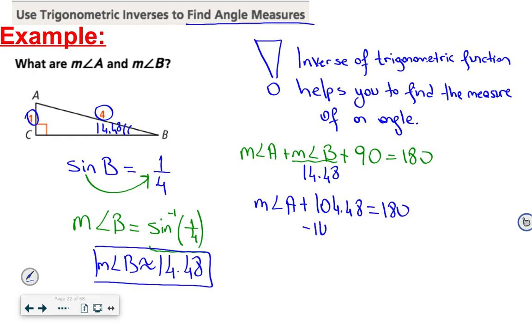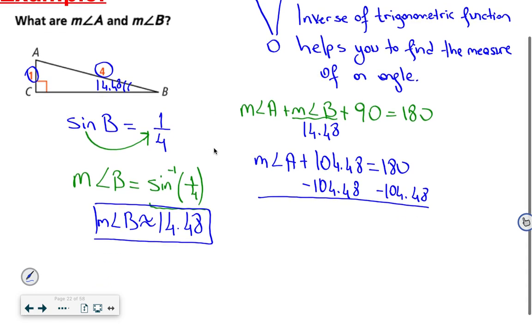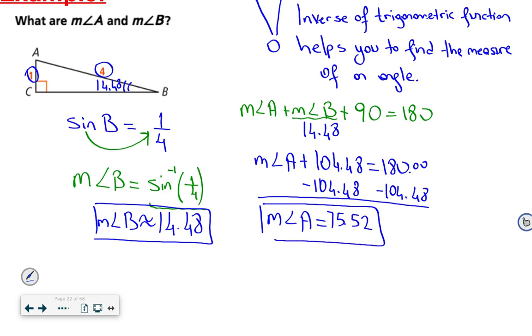If we subtract 104.48 from both sides, then you will get measure of angle A will be equal to, this is going to be 0, 0. You can subtract 10 minus 8 is 2, 9 minus 4 is 5, 75.52. So this is the measure of angle A.